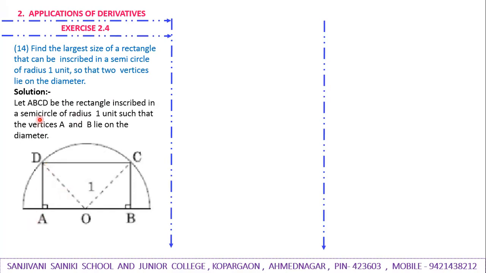Suppose this is the rectangle. Let A, B, C, D be the rectangle. It is inscribed in a semicircle whose radius is 1 unit. And if you see, two vertices of that rectangle lie on the diameter. So here AB, the same as DC, is the length of the rectangle. Let it be x, and BC and AD be the breadth of the rectangle.